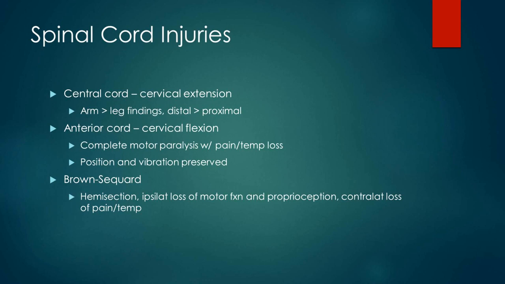Brown-Séquard is hemisection of the spinal cord with ipsilateral loss of motor function and proprioception and contralateral loss of pain and temperature function.